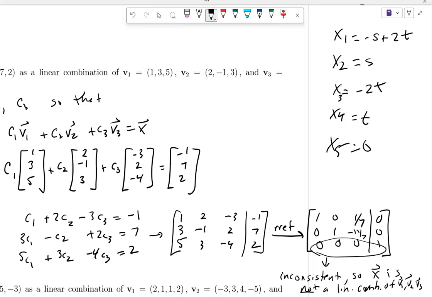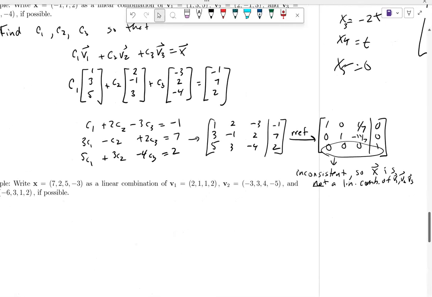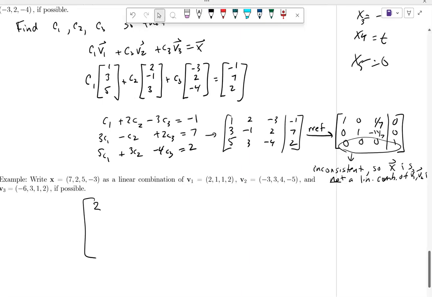That okay? Right. Tell me how to set up the next example. The first column would be 2, 1, 1, 2, right? We're going to write our vectors vertically. Second column will be -3, 3, 4, -5. Okay. -6, 3, 1, 2. Okay. 7, 2, 5, -3. Good.